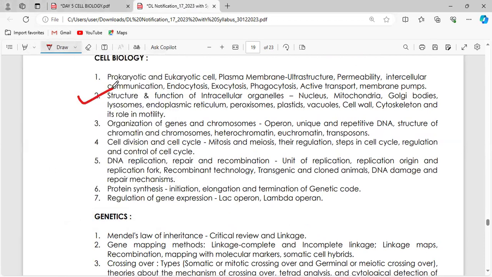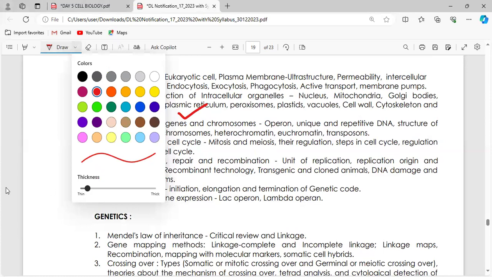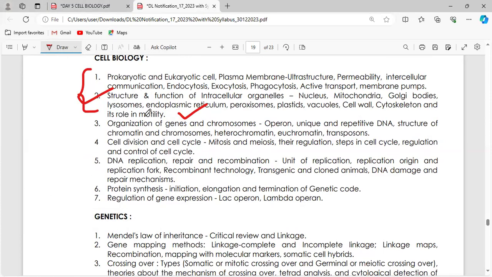We have studied questions from the cellular organelles today, right? And if you have time, kindly revise the plasma membrane as well as all the topics we took today: cell organelles and important functions with respect to the plasma membrane. We have covered these two subtopics today. Tomorrow we are going to discuss the organization of genes and chromosomes. Just read this, and also cell division and cell cycle. For tomorrow's topic, you have to read these two subtopics.